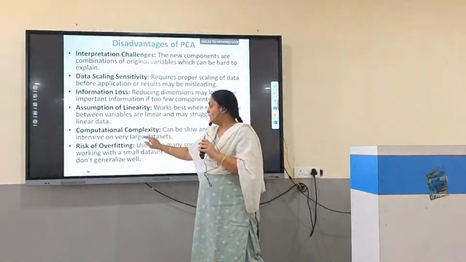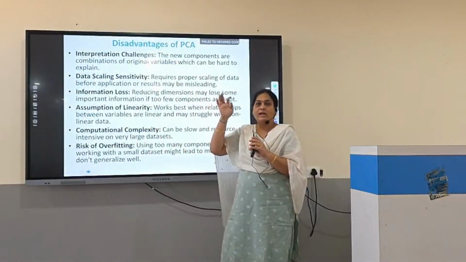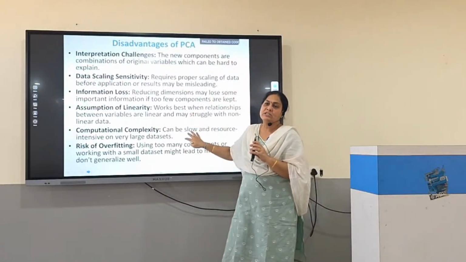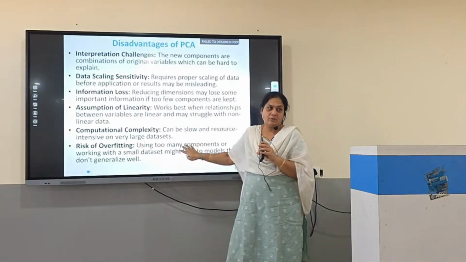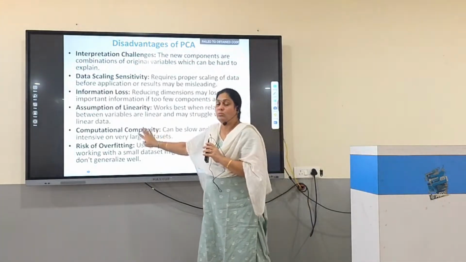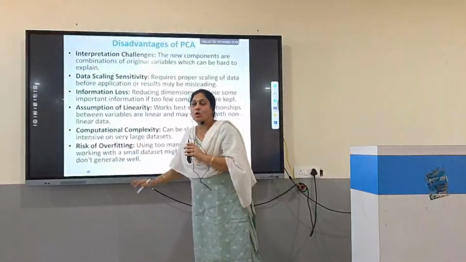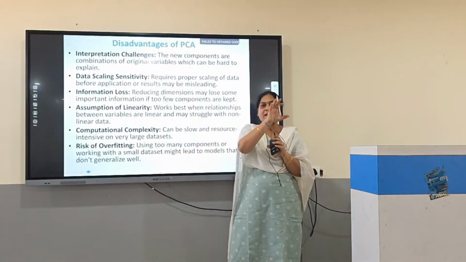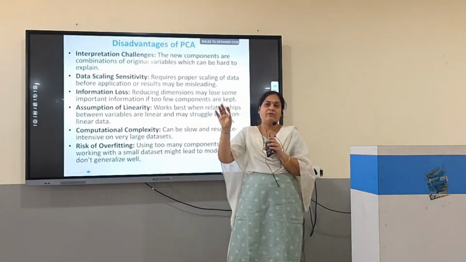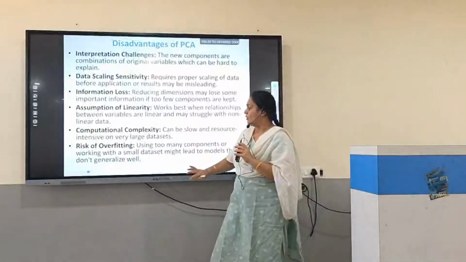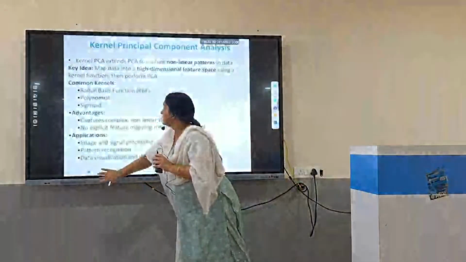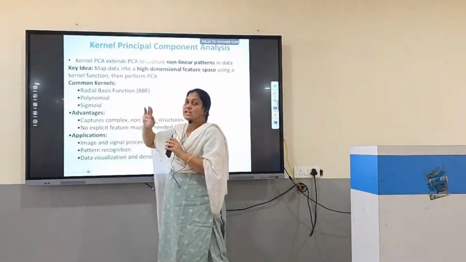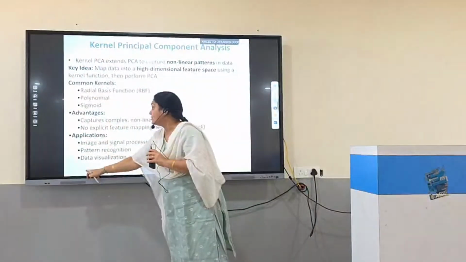Then computational complexity, because you are trying to convert your high-dimensional data into lower dimensions. These lower dimensions also could be high. If they are high, then it will lead to more computation. Risk of overfitting also could be there, because it is trying to fit the maximum variables into fewer variables. But in kernel PCA, it uses different kernel functions to transform your high-dimensional data into lower dimensions.